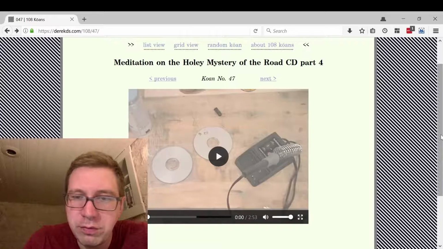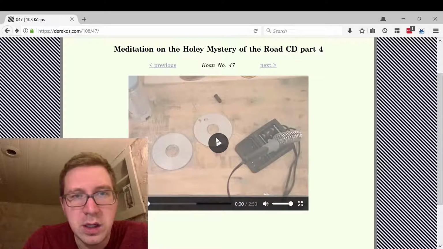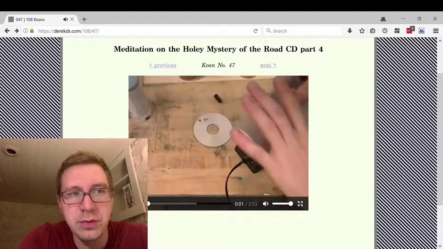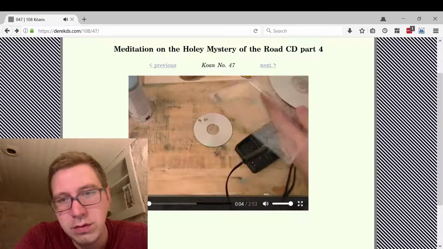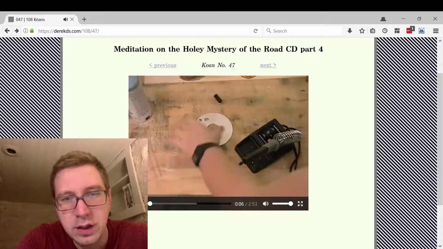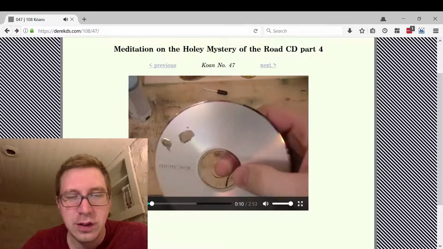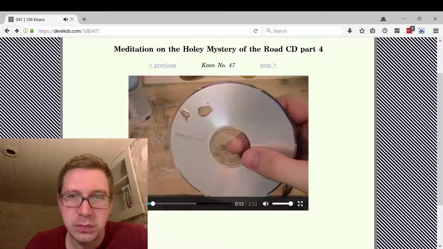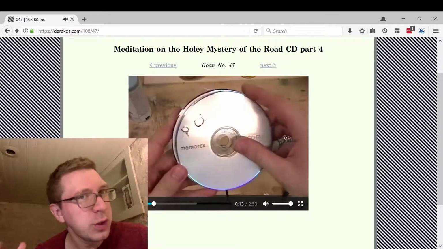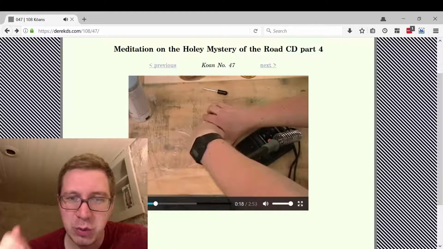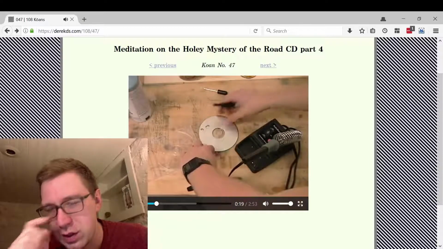It's Koan number 47, Meditation on the Holy Mystery of the Road CD, Part 4. I mean, I've already talked about this like 3 times, so I don't know how much I have to add with this one. The 5th one is a little different, so you have that to look forward to. I'll have more to say about Part 5, I think.